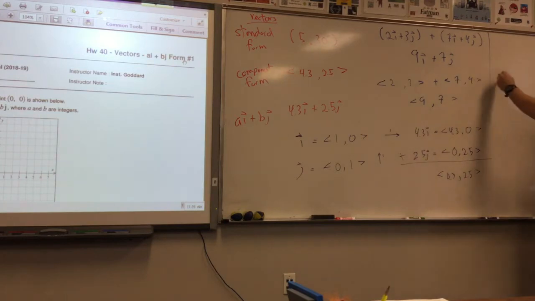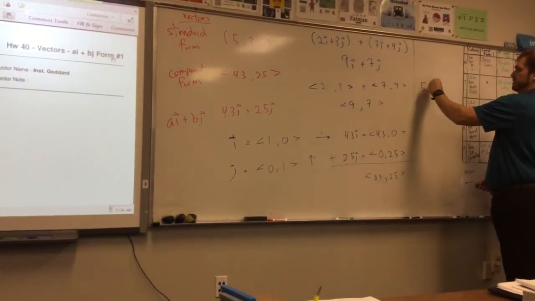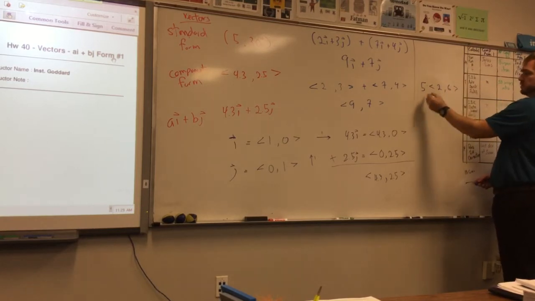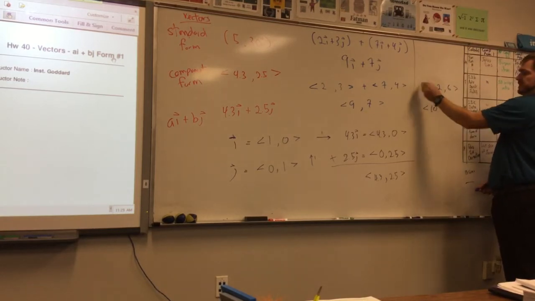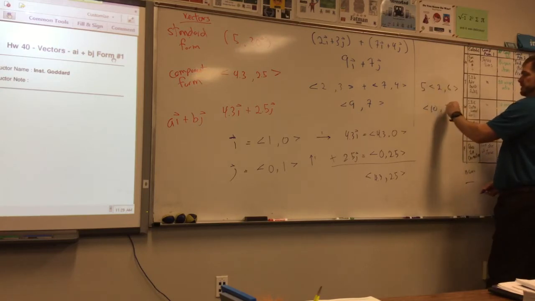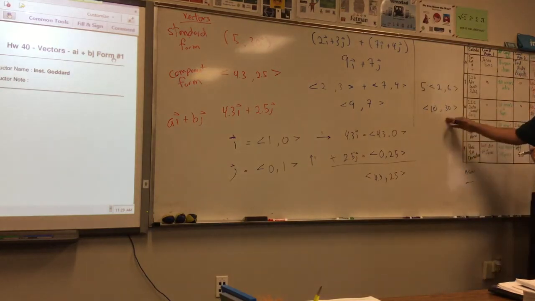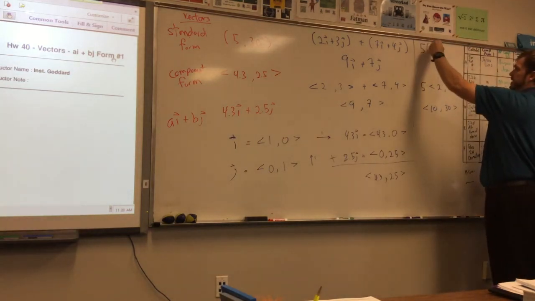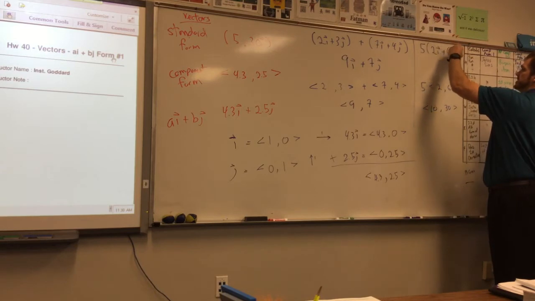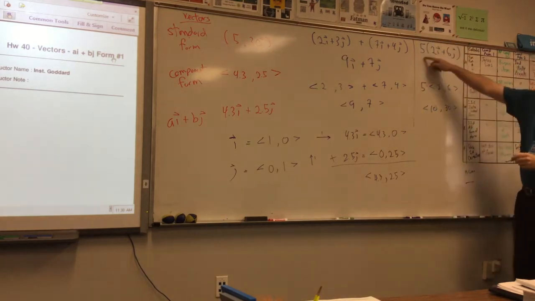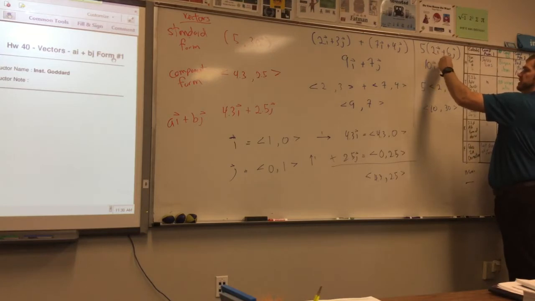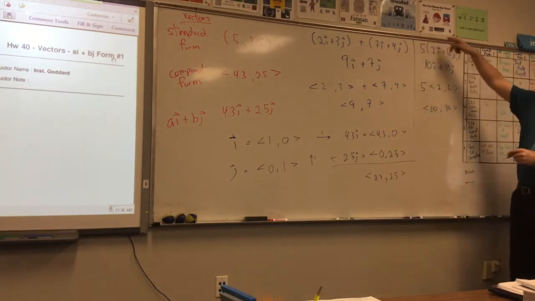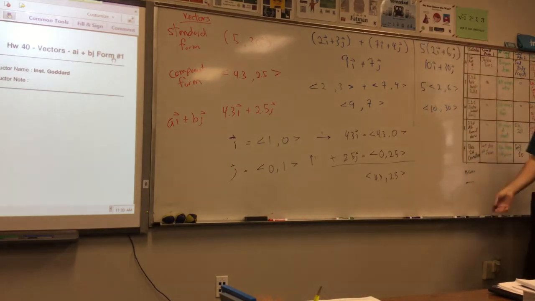Yesterday, when we multiplied, if we had, say, 5 times the vector 2, 6, we saw that it was 5 times 2, which is 10, so 5 times the x part, and 5 times the y part, so 30. When we are in ai plus bj form, that would look like 5 times 2i plus 6j, and you get 5 times 2i, so that's 10i, and 5 times 6j is 30j.